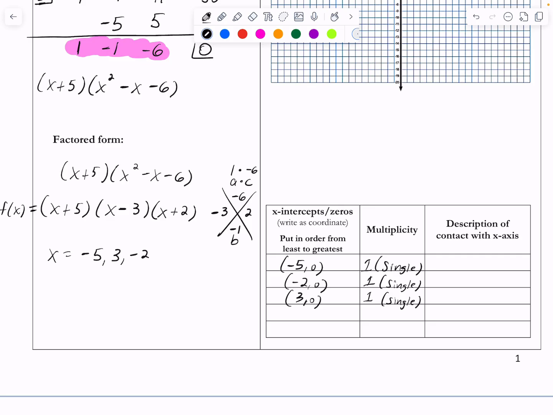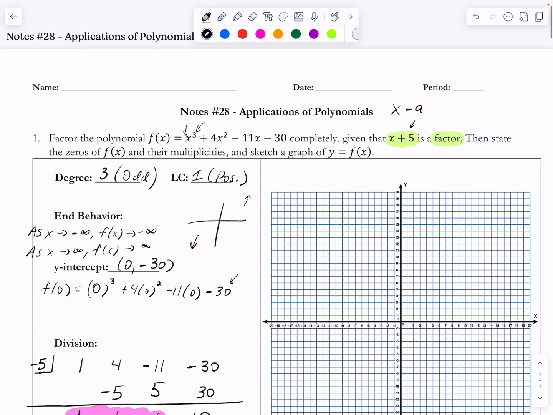So the description of the contact is going to be crosses through. And now you should have everything you need to make a sketch. Because this is a video and I can prepare before I start recording, I've gone ahead in Desmos and typed in this original function to see if there are any more points that I could plot.